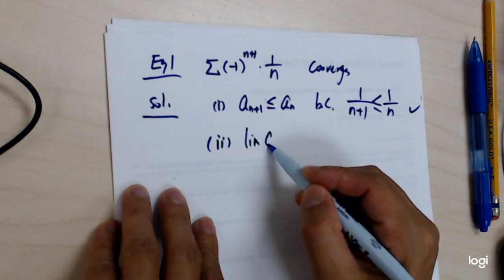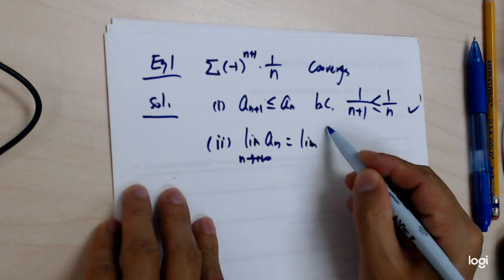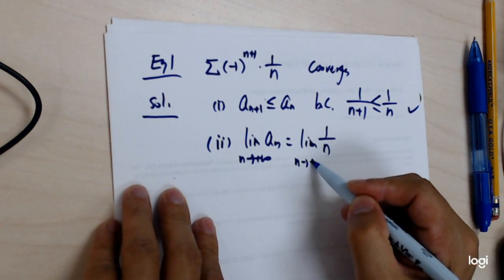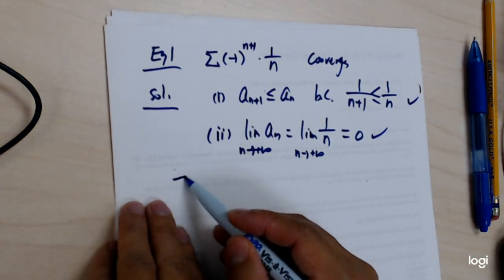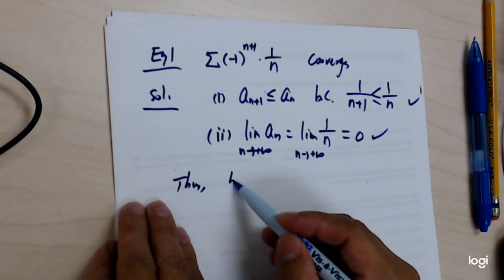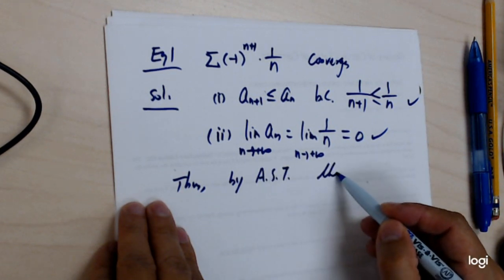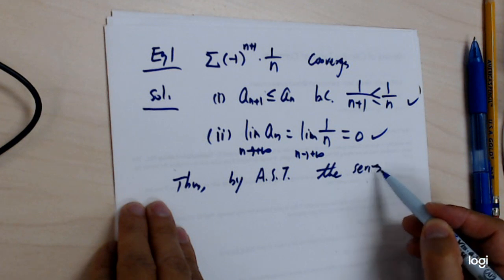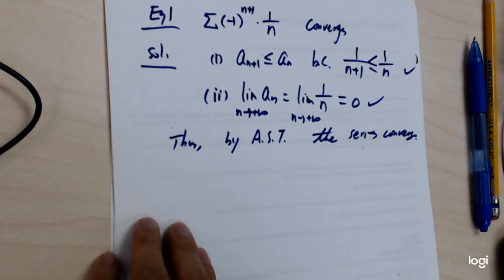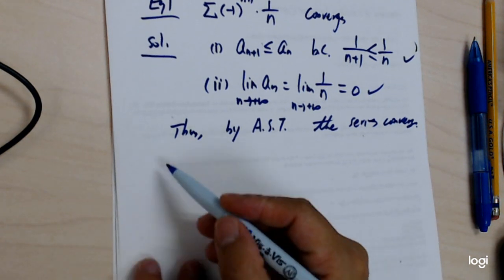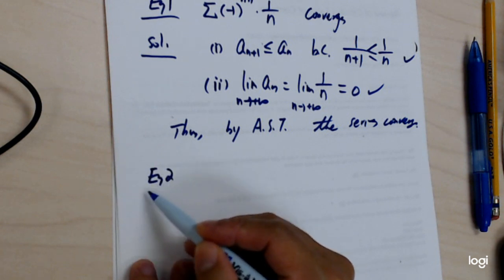Number 2. Is it true that the limit of a sub n going to 0, which is 1 over n? That appears to be true as well. Thus, by the alternating series test, the series converges. Okay, converges. Example number 2.